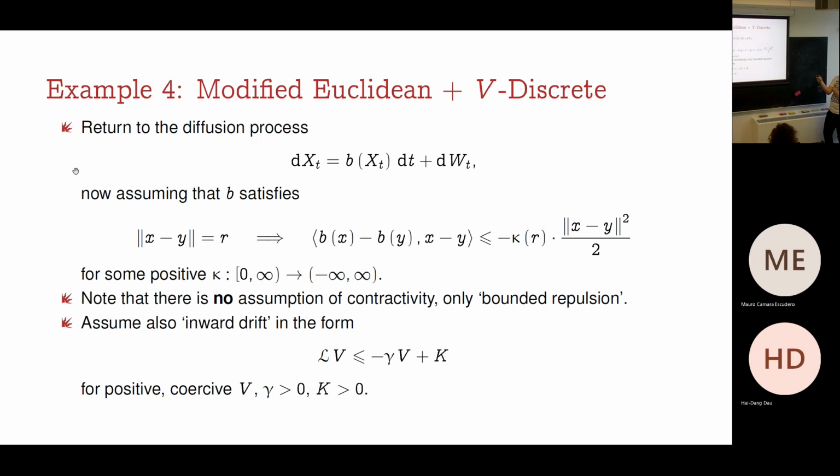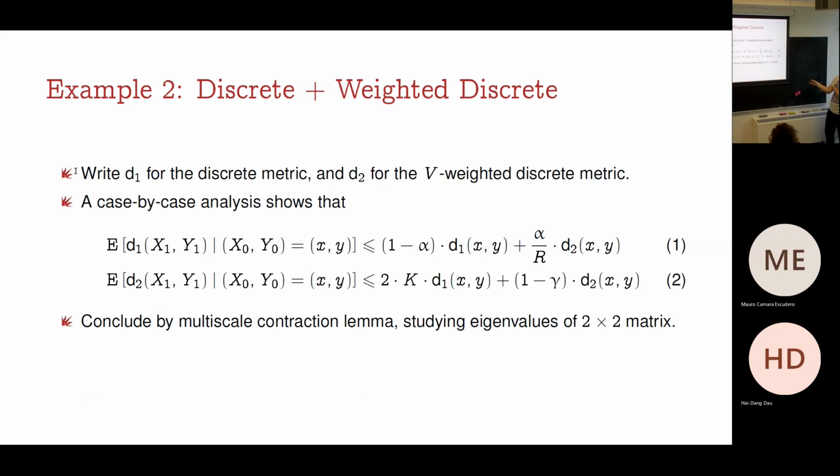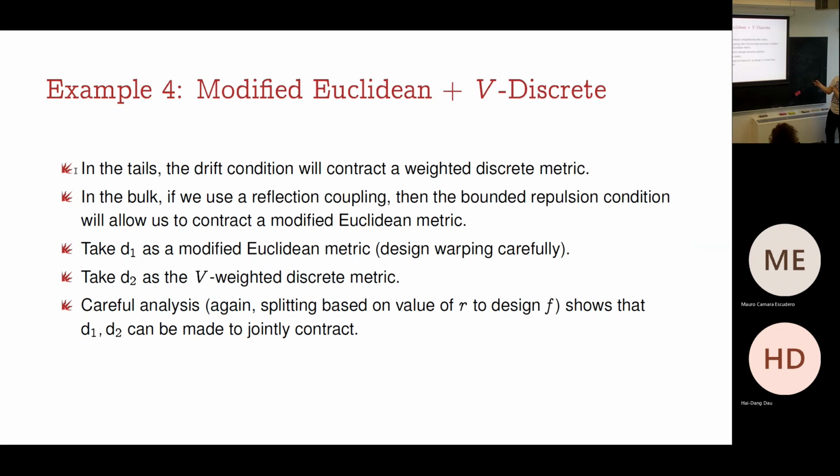And so in this case, what they do is they construct a modified Euclidean metric in the same way as Eberle did earlier, this sort of concave function of the metric. And then they use this V discrete metric in the spirit of what we did here, right? And they find a blending of that, which is contracted using much the same argument. Okay? And again, they have to use a reflection coupling. So the idea is in the center of the space with the reflection coupling, eventually you will beat the repulsion with the reflection. Okay. And so, yeah, a lot more care is involved, but structurally it's the same proof, right?